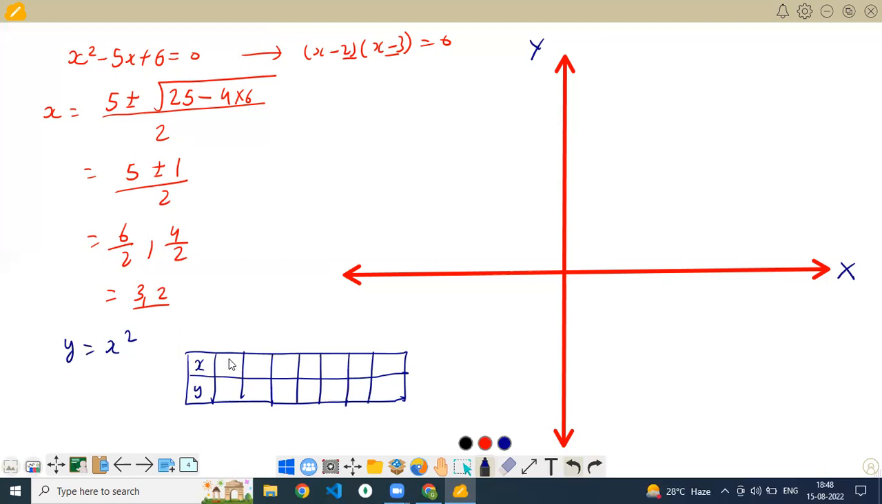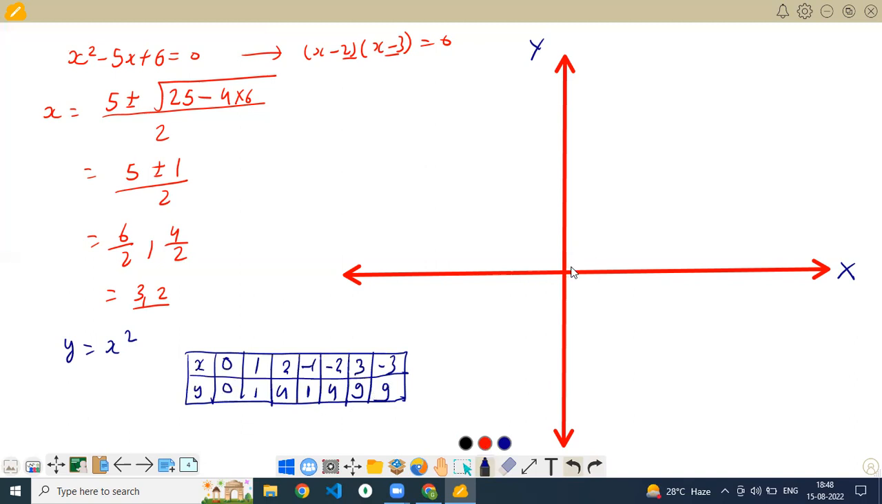So if x is 0, then y is 0. If x is 1, then y is 1. If x is 2, then y is 4. Let me take x is -1, then y is again 1. X is -2, then y is 4. X is 3, y is 9. X is -3, y is 9.